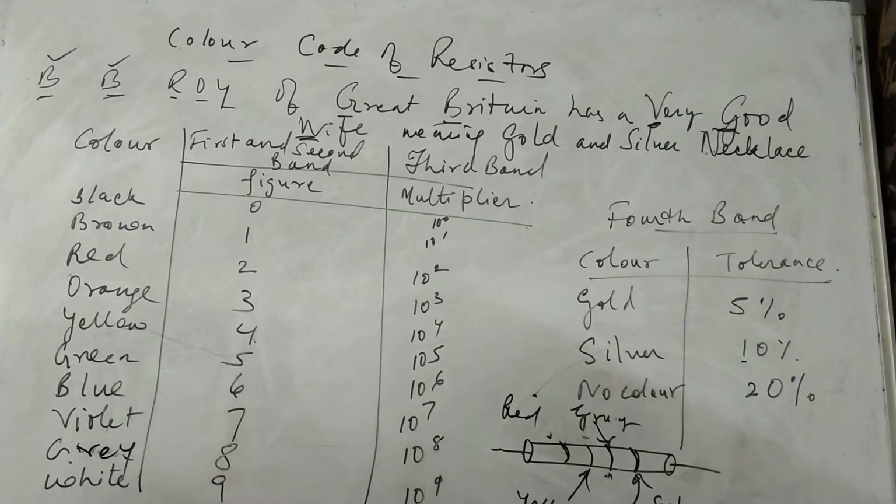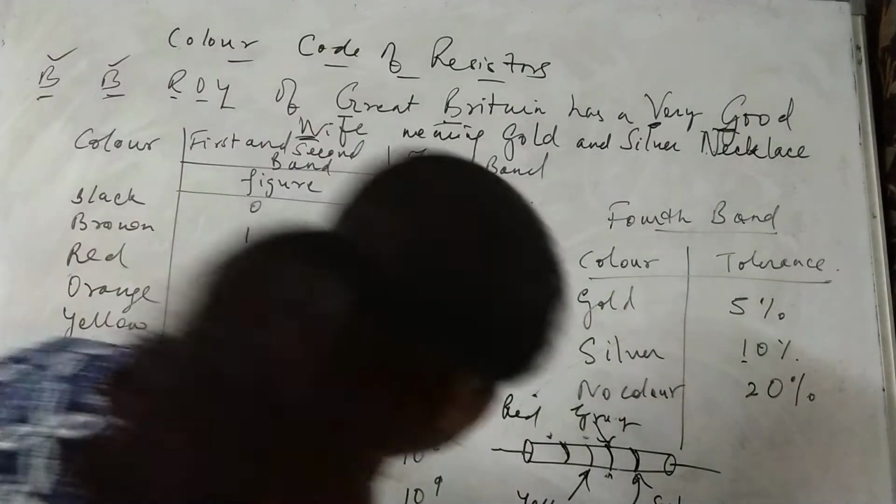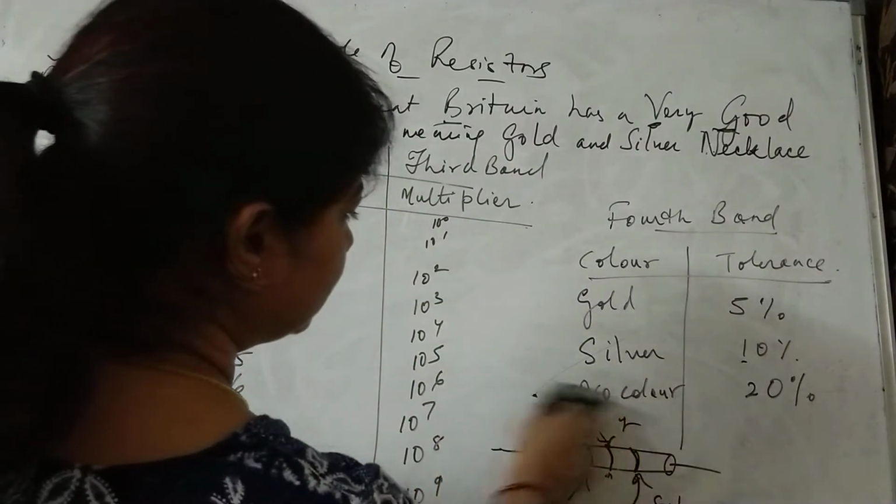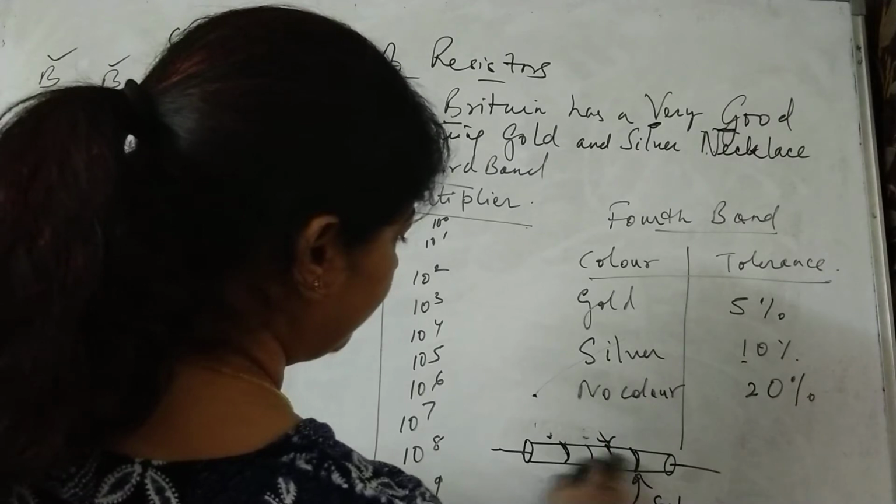We'll do one more so that you understand better. Let us assume we change the colors. Let's see which colors we are changing.